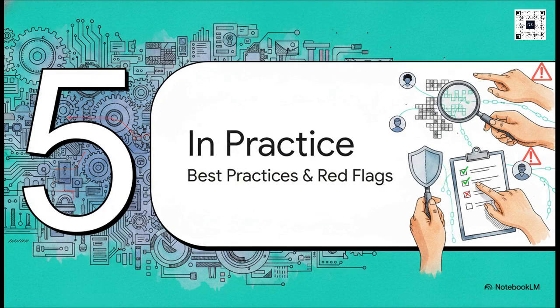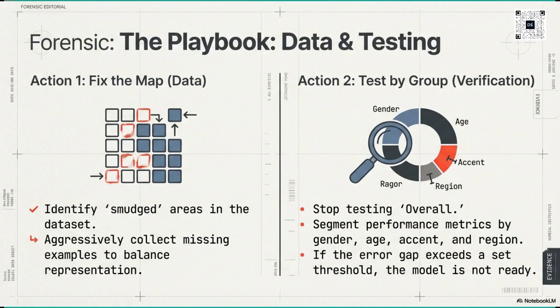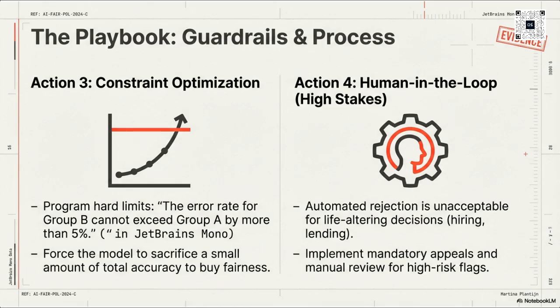So given all that, what do we do? What do the responsible teams do? And what are the big red flags we should all be looking out for? Well, the teams that get this right usually do four key things. One, they work to fix and balance their data. Two, they test performance for specific groups, not just the overall average. Three, they actually set limits, guardrails, to stop bias from getting out of hand. And four, for high-stakes decisions, they always make sure there's a human in the loop and a clear way for people to appeal a decision.